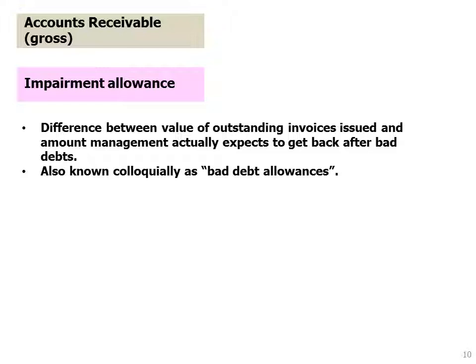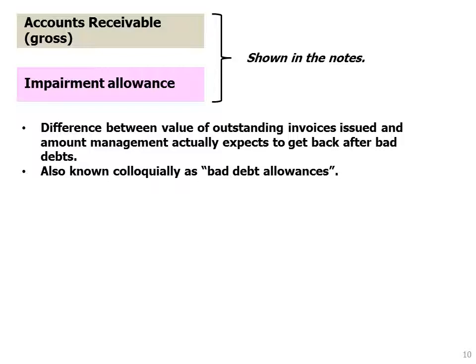The value that is reported in the impairment allowance is the difference between the value of outstanding invoices issued and the amount management actually expects to get back after bad debts. It is also colloquially known as bad debt allowances. So this is a contra item. This is a negative amount.